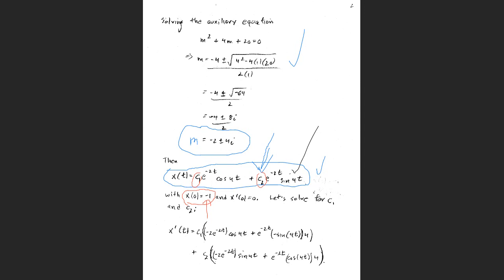And also the mass is released from rest, so that means that x prime of 0 equals 0. Okay, the mass is just released from rest. So we're going to solve for C1 and C2 by, well, we have to take the derivative of x. Okay, so let me give you a moment to look at that. One moment.